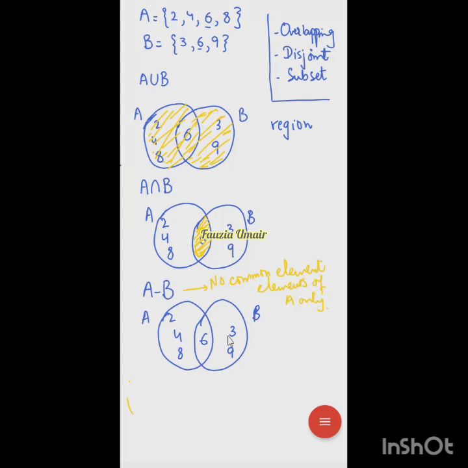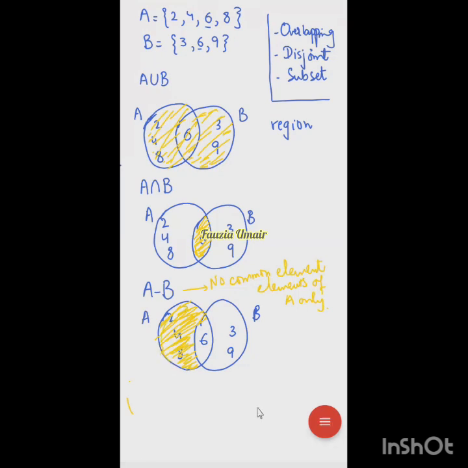The elements of B, this region cannot come in the answer, because we do not have to write the elements of B in A minus B. This cannot come in the answer as well, because common elements get deleted, remember? So then only this region will come. This is the region of A minus B, right? Out of those 3 regions, this region will be shaded only. I hope this is making sense.